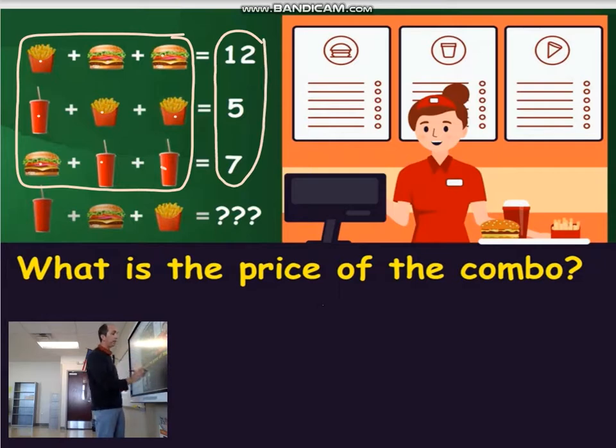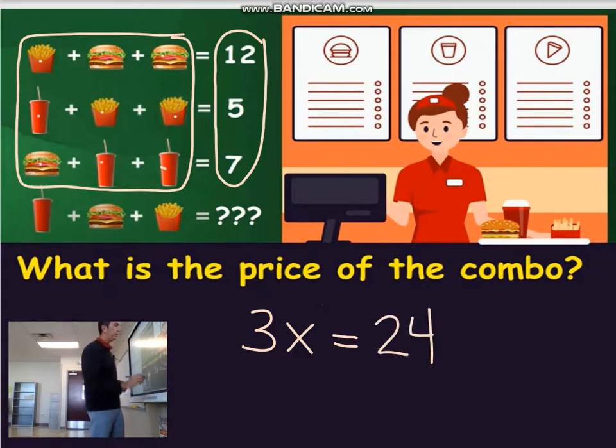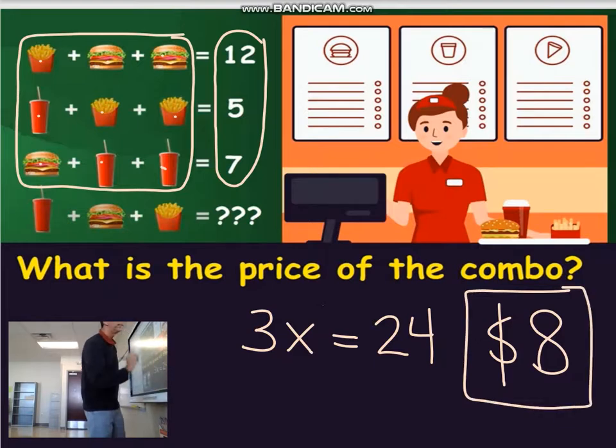That means 3 combos. If the price of the combo is x, we have 3x inside this box. And the price of the 3 combos is going to be 12 plus 5 is 17, plus 7 is 24. That means the price of each combo is 24 divided by 3, $8. $8 is the answer, the price of each combo.